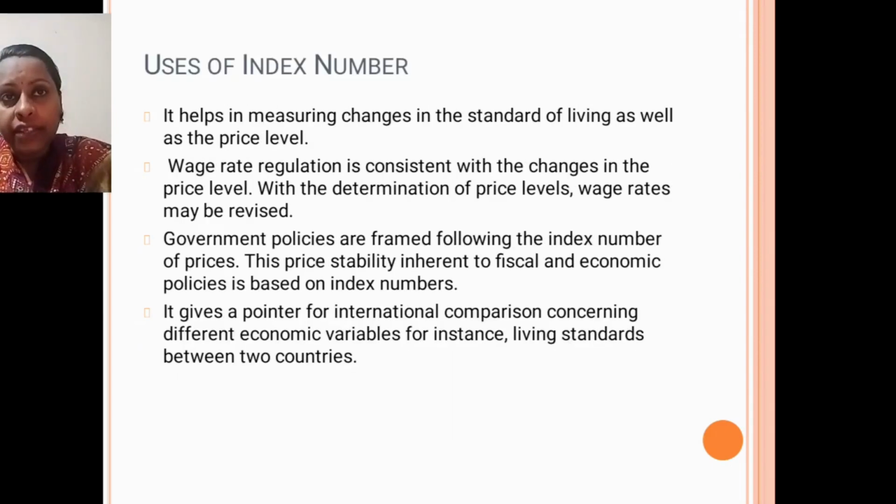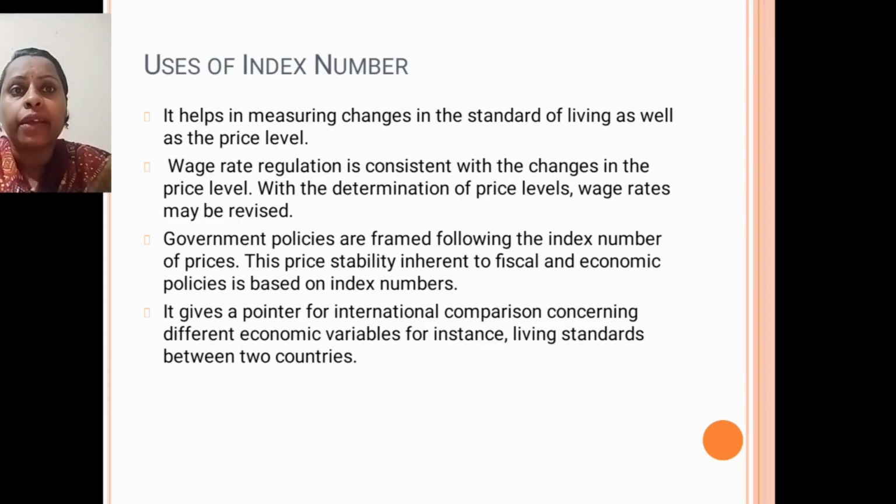So, what are the uses of index numbers? It helps us in measuring changes in the standard of living as well as price level. As you know, we compare the consumer index, we compare the crime index, we can construct a living index, then expenditures, then weighted average. So it helps in measuring changes in the standard of living.